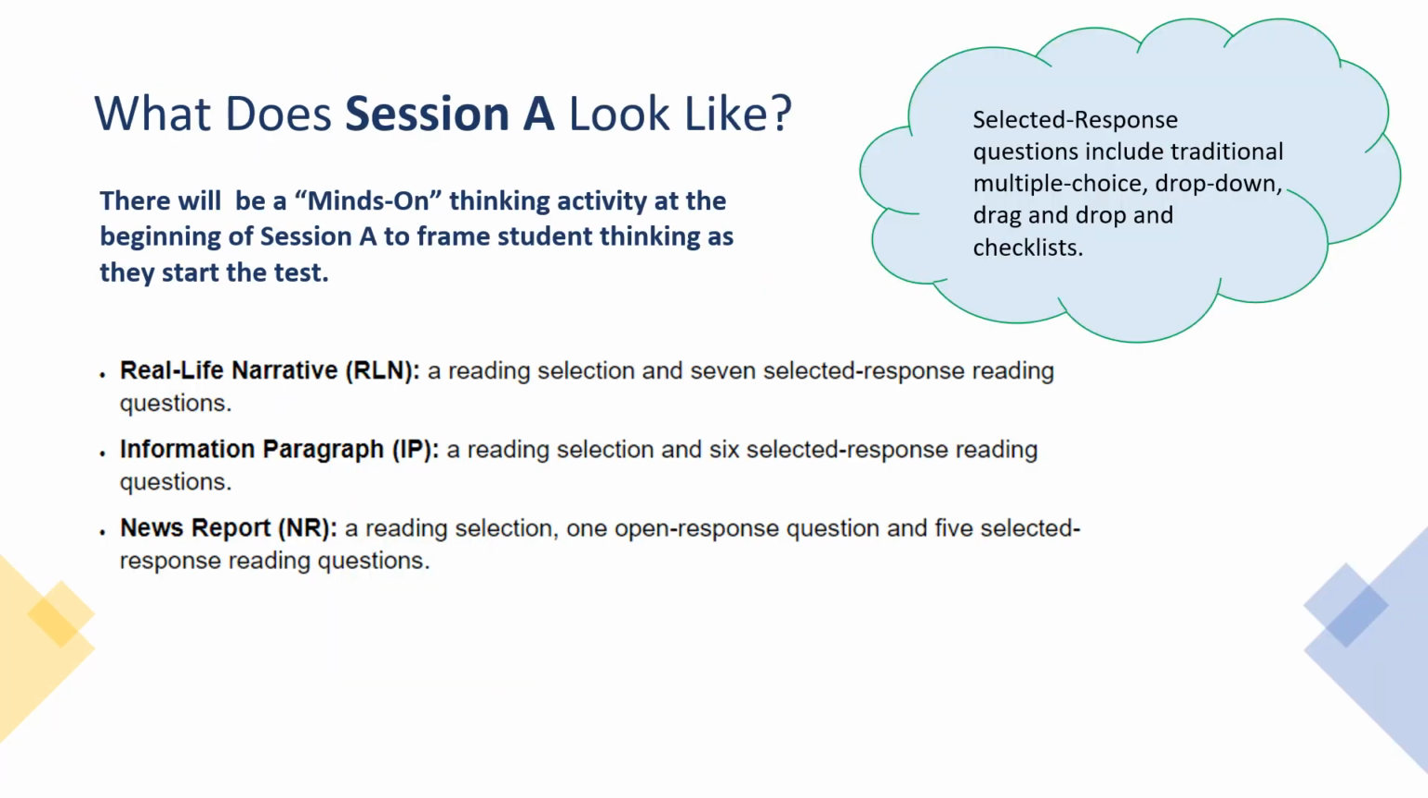What does Session A look like? In Session A, there are three components, or sections. First is the real-life narrative. It's a reading selection with 7 selected response reading questions. There's also an information paragraph. This is a reading selection with 6 selected response reading questions. And finally, in Session A, there is a news report, which is a reading selection with 1 open response question of 100 words and 5 selected response reading questions.